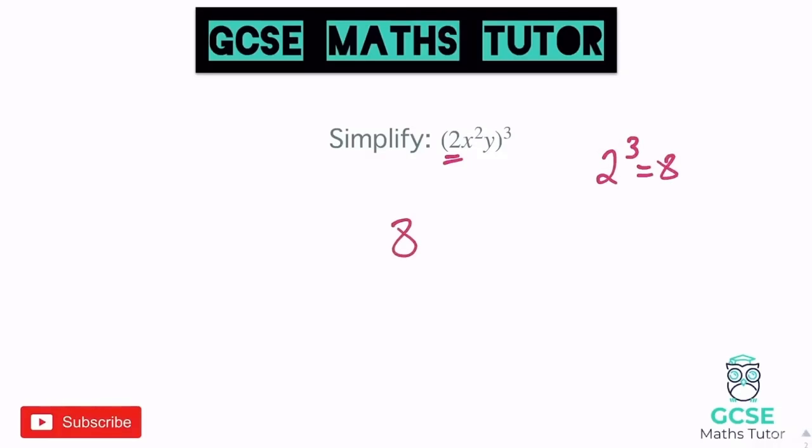Multiplying the powers for the x then, x to the power of 2, that's going to get times by 3, so that's going to become x to the power of 6. And y there is a power of 1, which is not written, so 1 times 3 gives us y to the power of 3. And there's our final answer there.